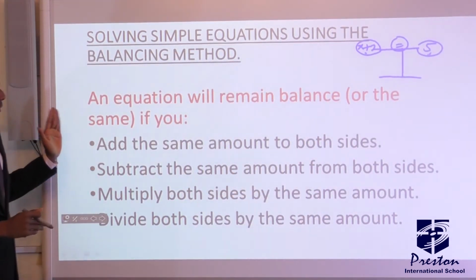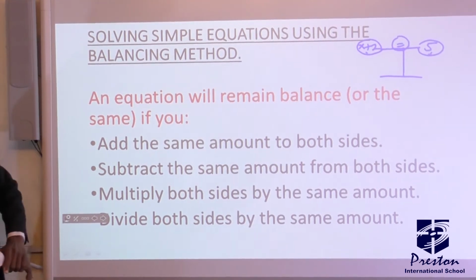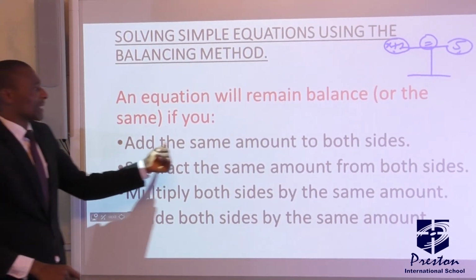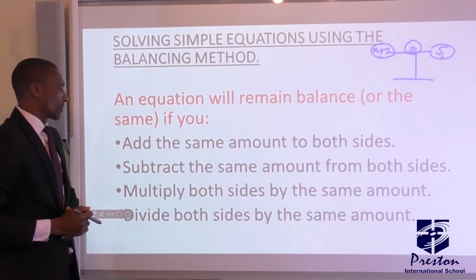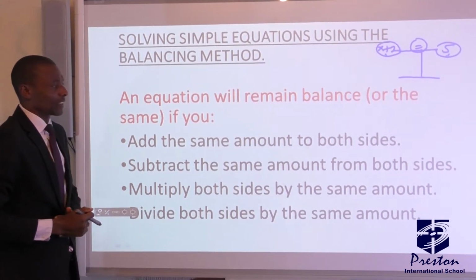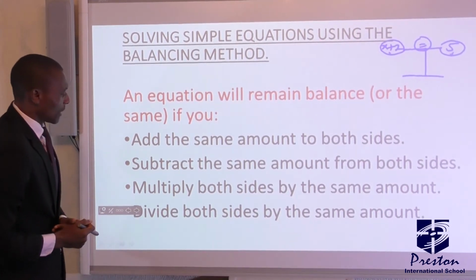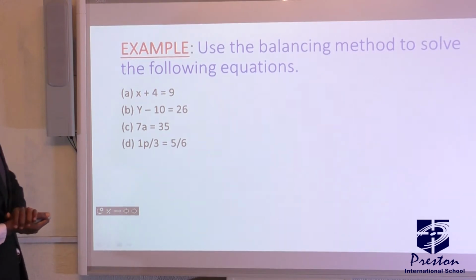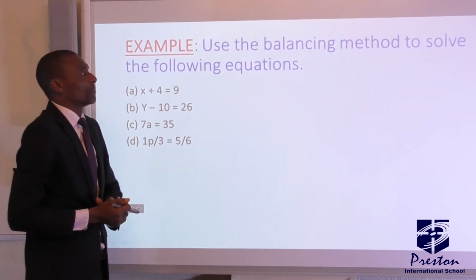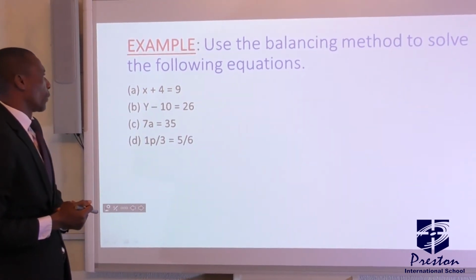So, for you to use the balancing method, you must take note of these four conditions. Add the same amount to both sides. Subtract the same amount from both sides. Multiply both sides by the same amount. Then lastly, divide both sides by the same amount. Let's take these simple examples. Use the balancing method to solve the following equations.